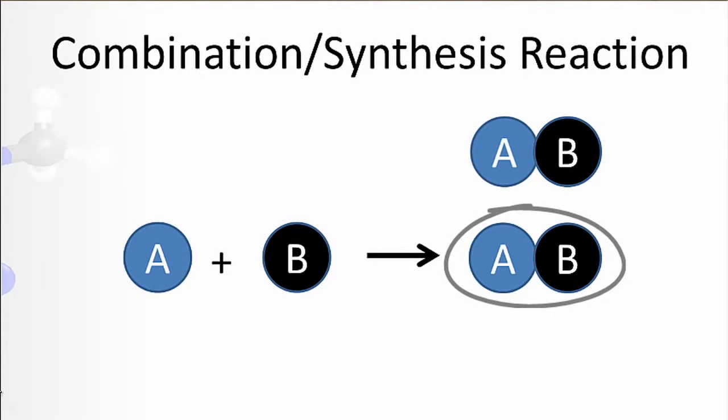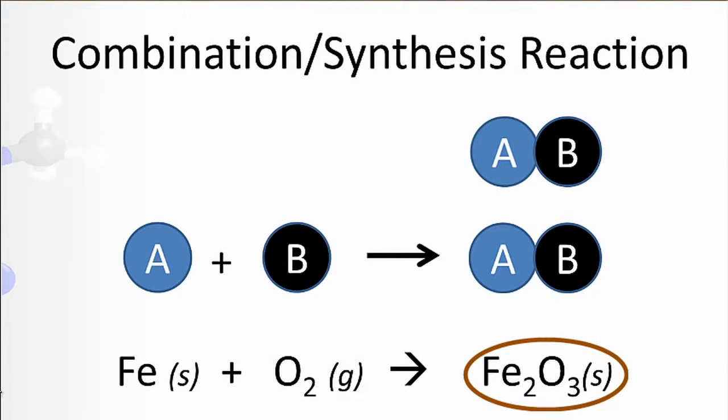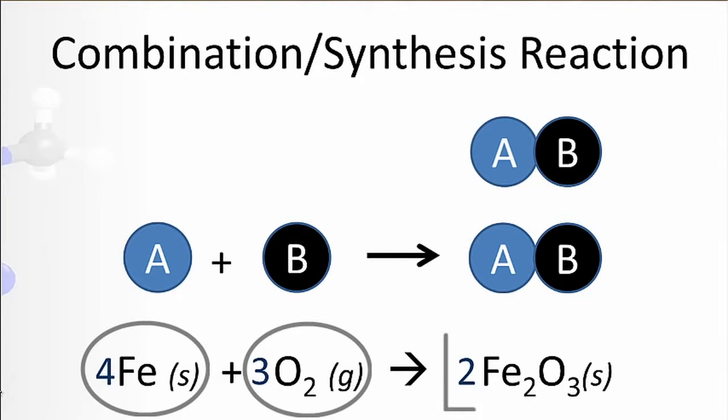An example would be iron, which is a solid, plus oxygen gas yields iron 3 oxide, which is a solid. Don't worry so much about the S or the G, but you can see the Fe and the O2 come together to form one substance. We want to balance this equation though so it obeys the law of conservation of mass, so that we have the same number of atoms on each side, and that would look like this. But again, don't worry about that. You're looking at two different substances coming together to form one. That's a combination or synthesis reaction.